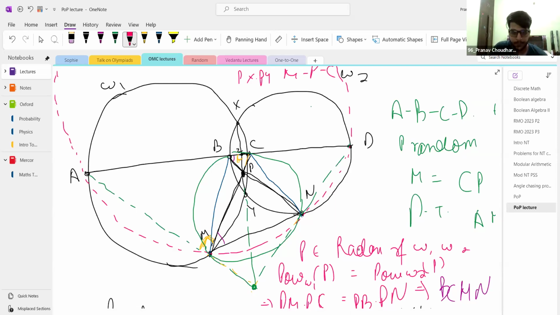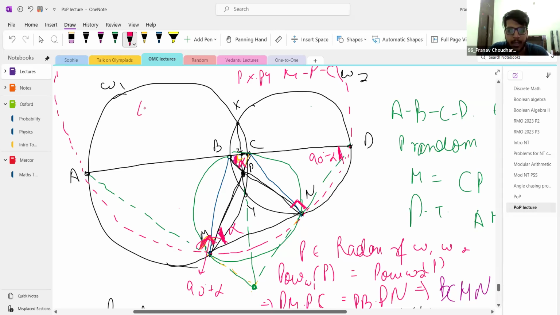Okay, so let's pick some color. Okay, maybe this color. Let this angle be equal to alpha, right? Then this angle is 90 degrees because BD is diameter. So this is 90 minus alpha. Since BCMN is cyclic, this angle is alpha, right? And this angle is 90 degrees because AC is diameter. So this whole angle is 90 plus alpha. And now angle AMN plus angle ADN equals 180 degrees. So we are done.